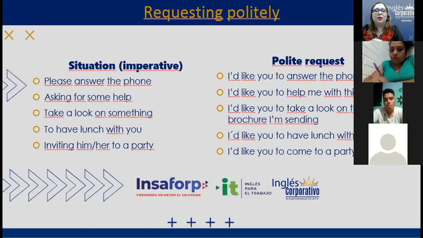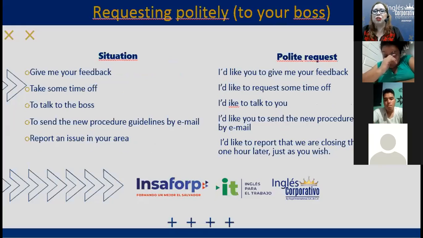Luego veamos, inviting him or her to a party, a friend. For example, I want to invite Mayra to a party, ¿verdad? Yo le digo, I'd like you to come to a party. Okay? Aquí tenemos entonces requesting politely. Do you have any question about these sentences and the vocabulary that you have written in these sentences?